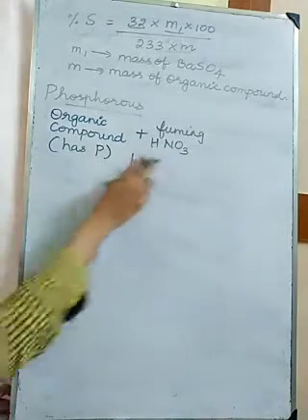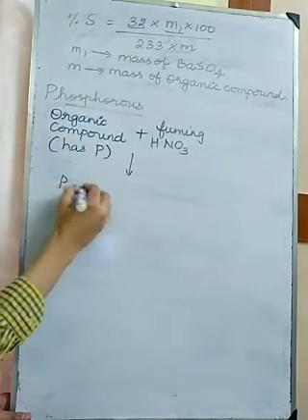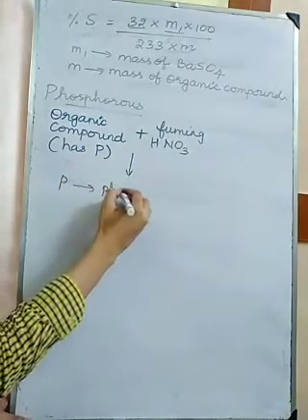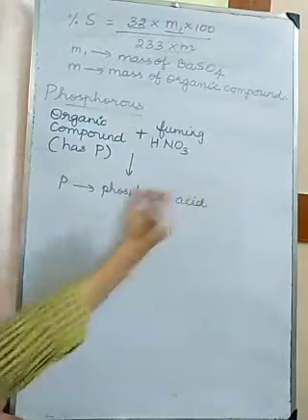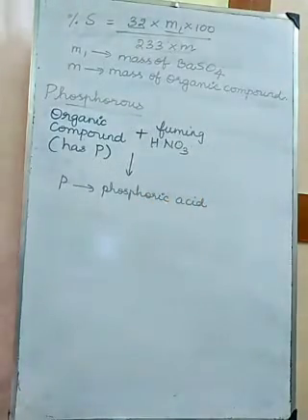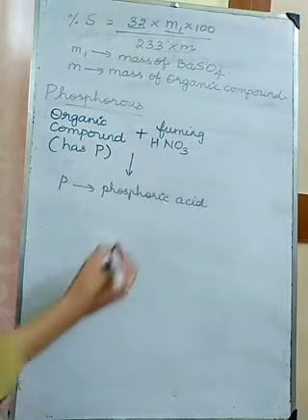Telling the organic compound which has phosphorus, you must treat it with nitric acid. Okay, so when you treat it with nitric acid, what will happen? This phosphorus which is present here is converted into phosphoric acid. Phosphoric acid, what is the formula?